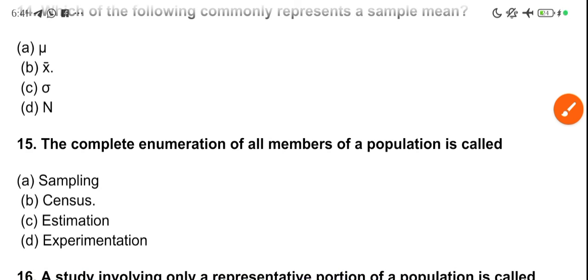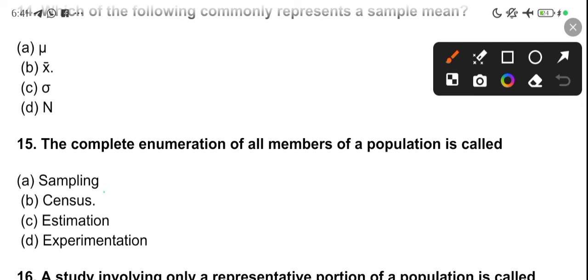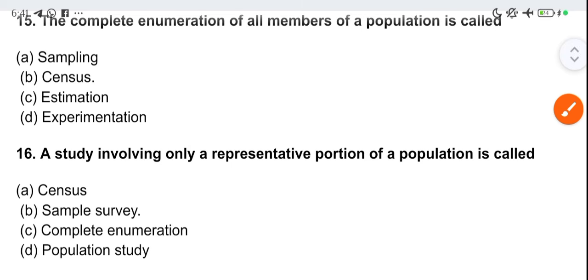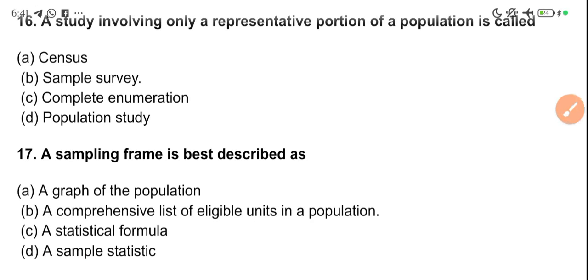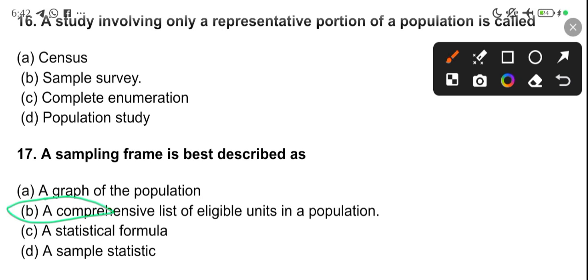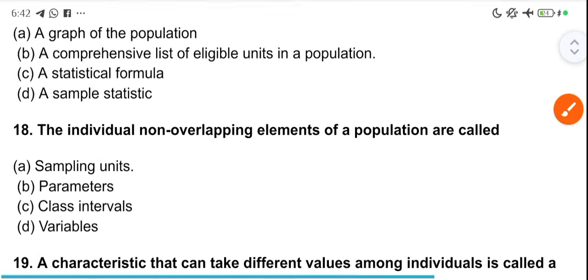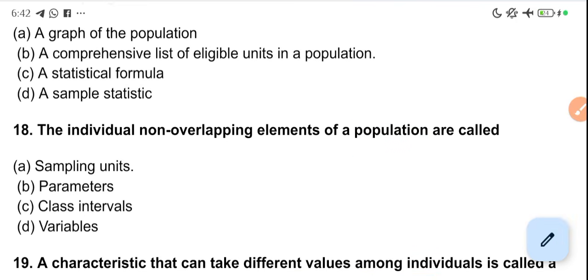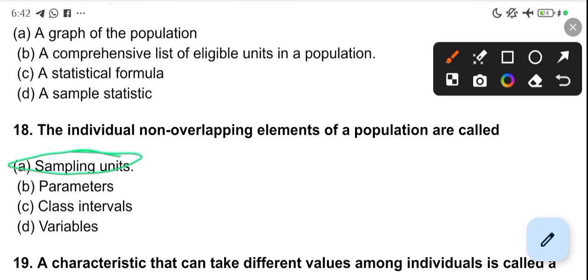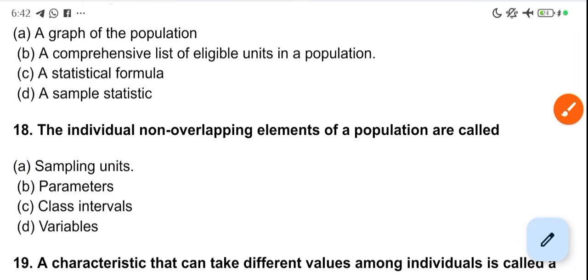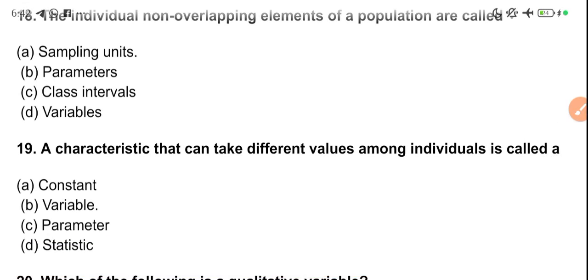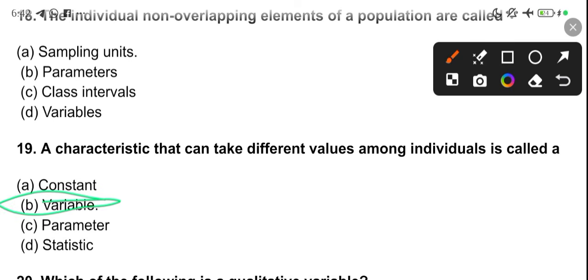Question 15: the complete enumeration of all members of a population is known as a census. A study involving only a representative portion of the population is known as a sample survey. The sampling frame is best described as a comprehensive list of eligible units in a population. The individual non-overlapping elements of a population are called sampling units. These terms, get familiarized with them for your exams. A characteristic that can take different values among individuals is called a variable. The opposite of variable is constant.